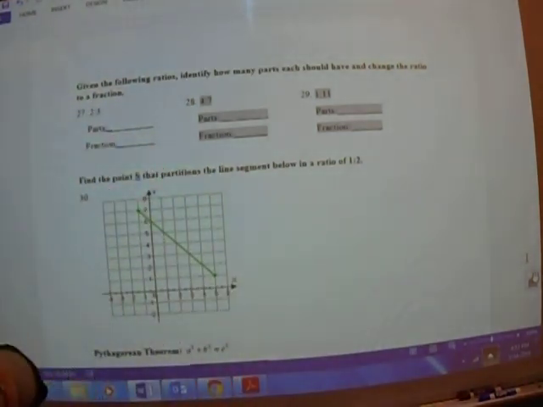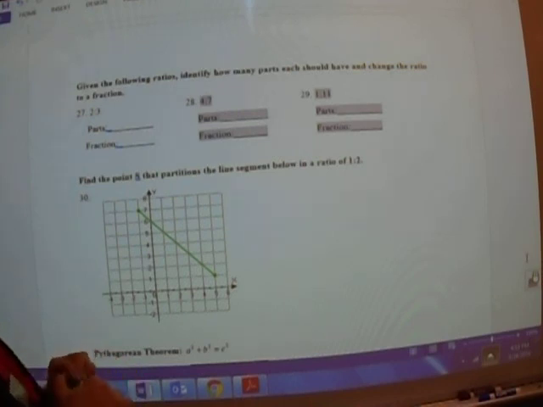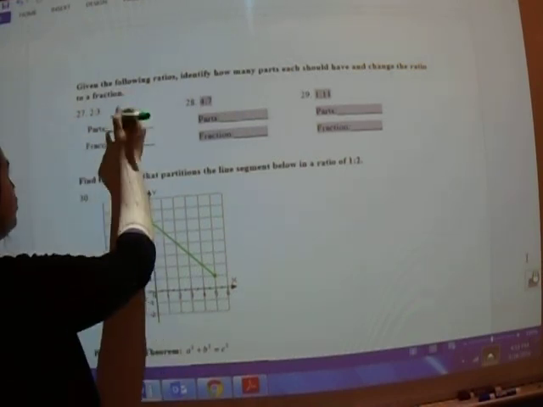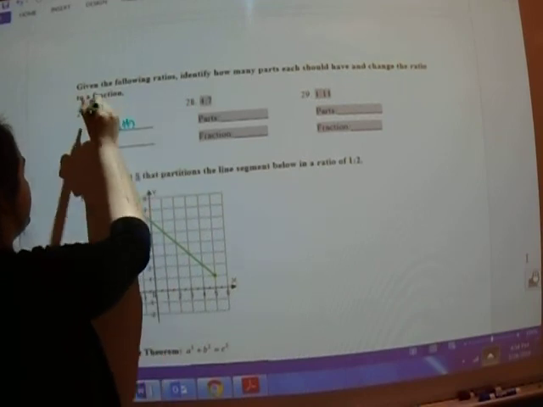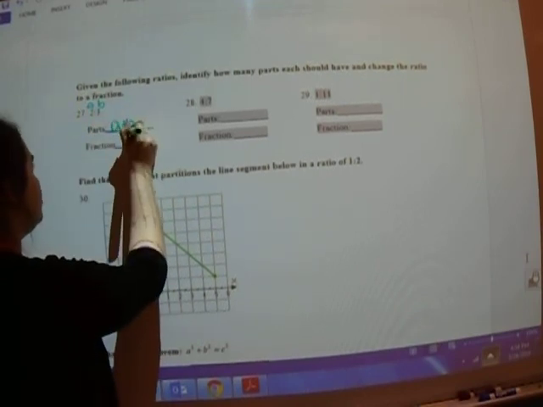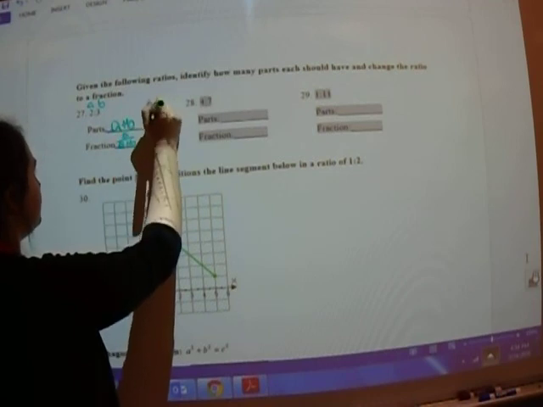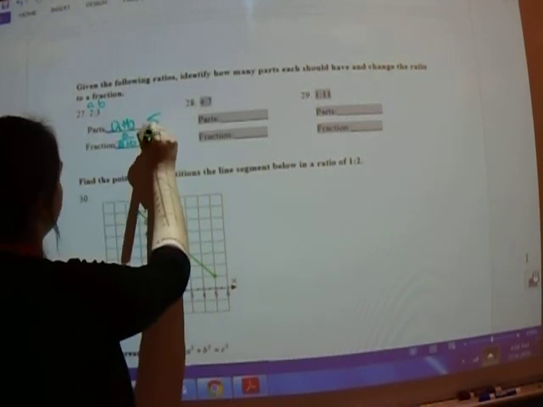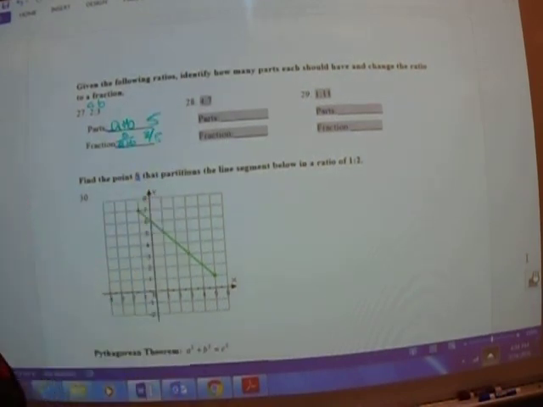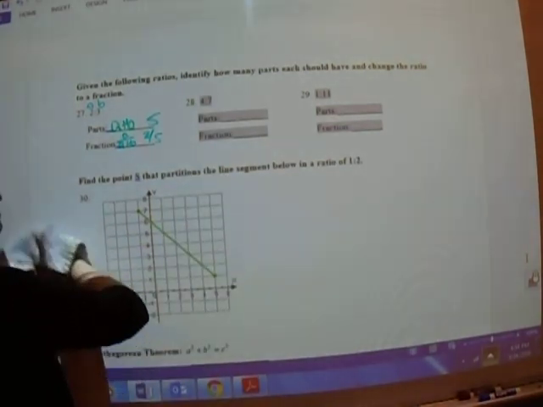So given the following ratios, identify how many parts each should have and change the ratio. So parts is just A plus B, right? This is A, this is B. And the fraction is just A over A plus B. So this is 5, and the fraction is 2/5. That's it. All right, pretty simple. That's what you do for all 3 of those.